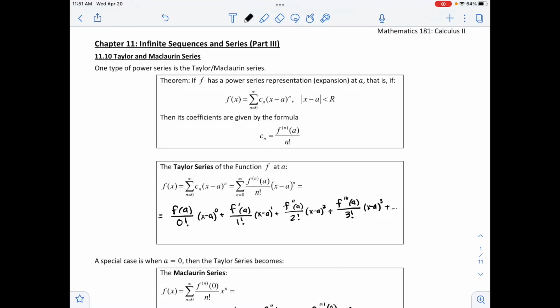We are in Chapter 11, Infinite Sequences and Series, Part 3. Section 11.10 is titled Taylor and Maclaurin Series. One type of power series is the Taylor or Maclaurin series.